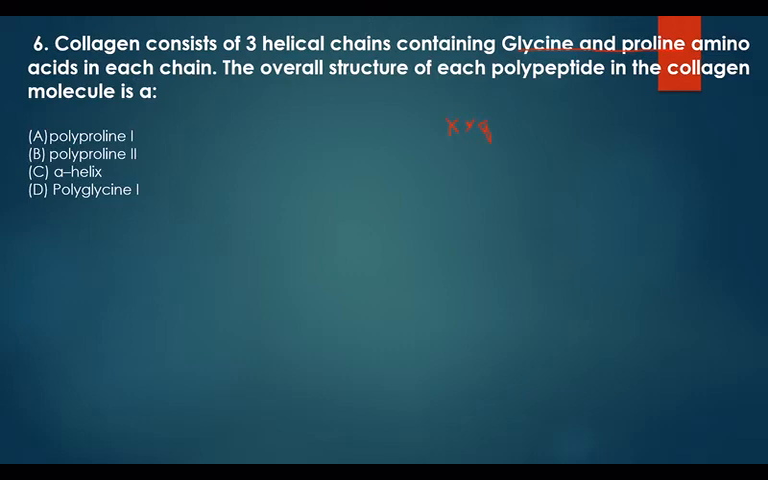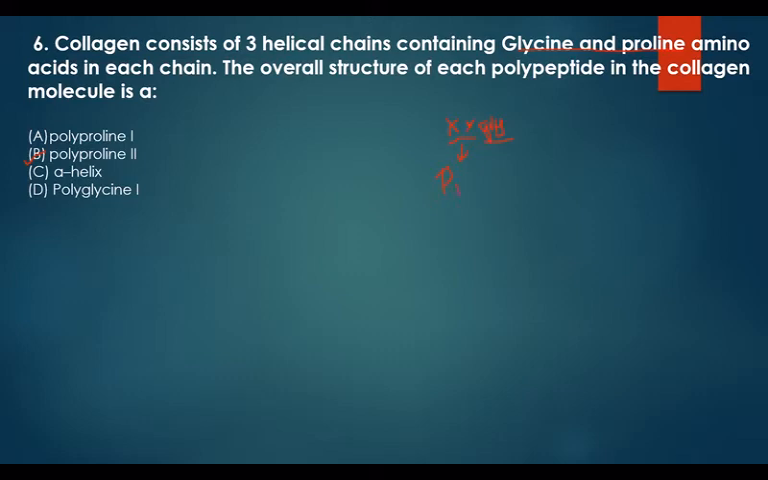Okay. The overall structure of each polypeptide in the collagen molecule, options are given. The answer is polyproline 2. Because as I said, for every 2 amino acids, the third one will be glycine. But the first 2 can be proline or hydroxyproline. Okay, that too mainly polyproline 2. So the answer is polyproline.